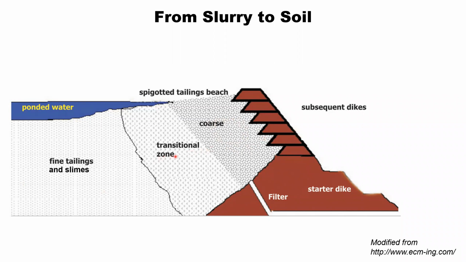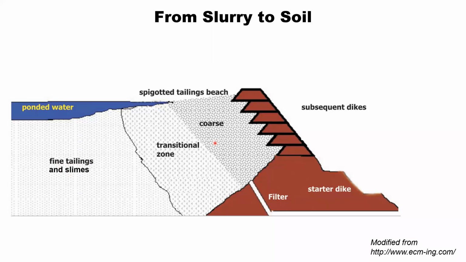We then go through a transitional zone where siltier material is being deposited, and then toward the inner portion of the facility in the ponded area, where the finest tailings and slimes, or ultrafine tailings, that is your clays and very fine silts, will be deposited. Now, of course, this is an ideal scenario of decreasing grain size toward the inner portion of the facility, increasing permeability toward the outside of the facility.